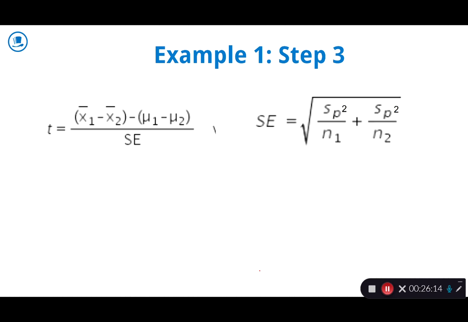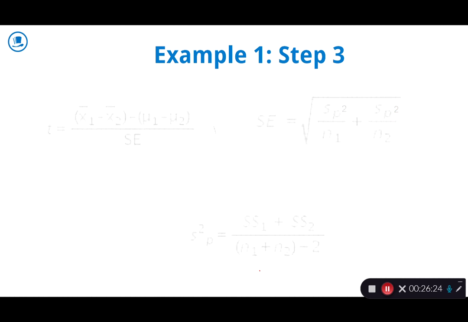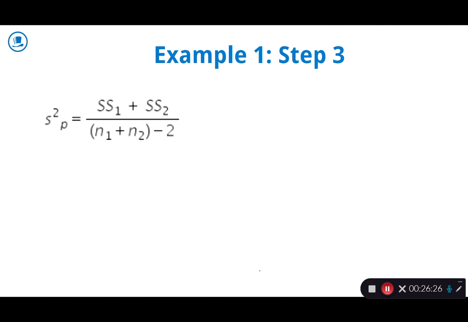To find that, well, we need the standard error. There's the formula for the standard error. To find the standard error, we need to find the pooled variance. So the first thing we're going to do is calculate the pooled variance. I need the sums of squares for each sample in the numerator, and then the bottom is based upon n. Remember, that is the degrees of freedom.